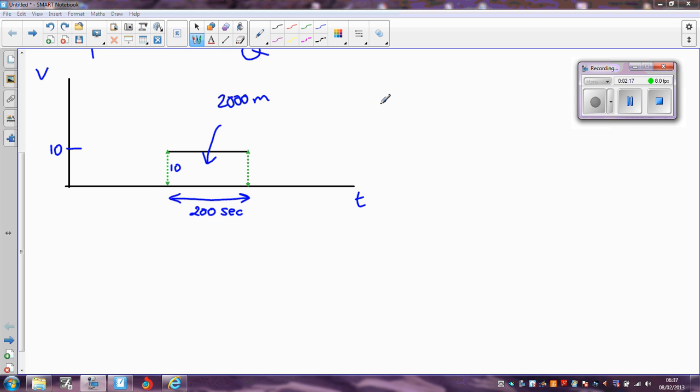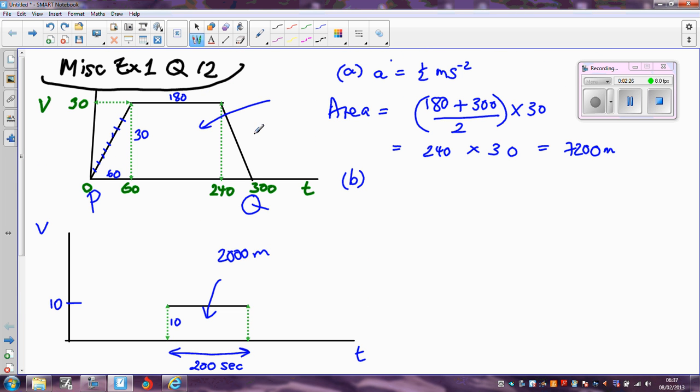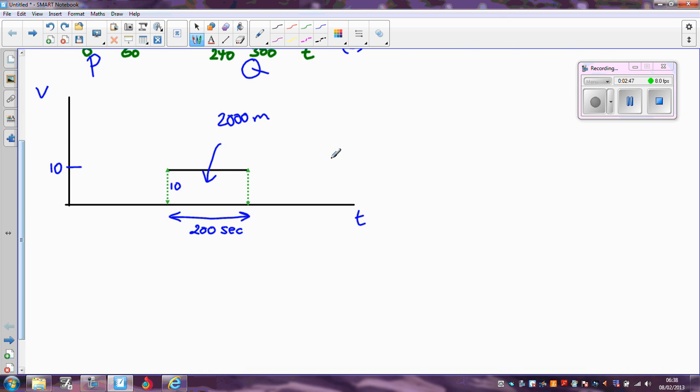The question then says that for the parts of the journey where it's accelerating or decelerating, it's going to have the same acceleration and deceleration as it did in the first place. Now, if we look at the deceleration, we already know that the acceleration is a half meter per second squared. For the deceleration, that's this bit here, we can see that the deceleration is going to be 30 over 60 again. In other words, the deceleration is also going to be a half a meter per second squared, same as the acceleration. So let's look at what that actually means here.